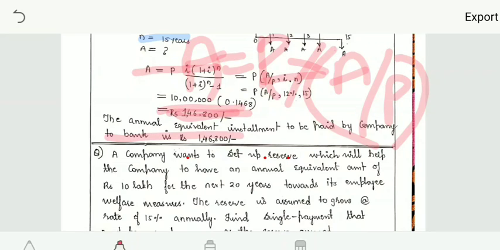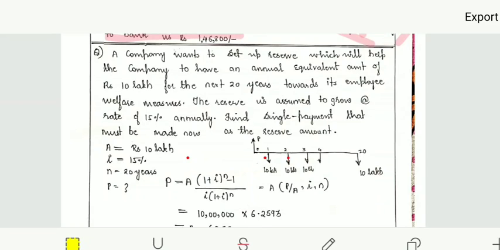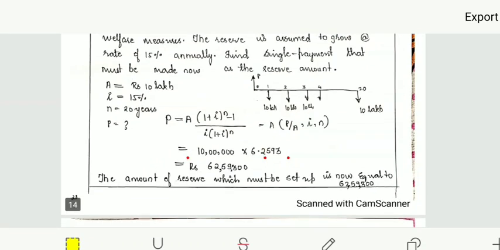Fine. Now we'll see another example. See here, a company wants to set up a reserve, which will help the company to have an equal year-end payment, or equivalent amount, of rupees 10 lakhs for the next 20 years towards its employee welfare measures. The reserve is assumed to grow at the rate of interest of 15% annually. Find out the single amount that must be made now as a reserve. That must be made now as a reserve means what? Single amount.